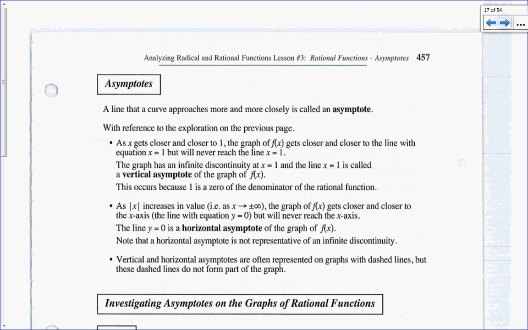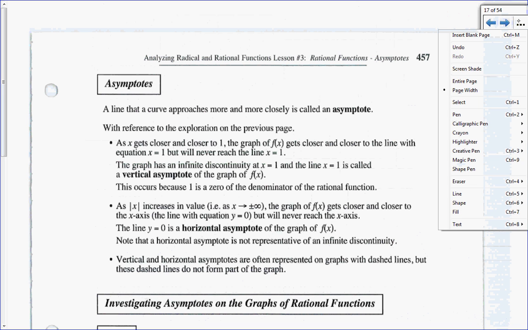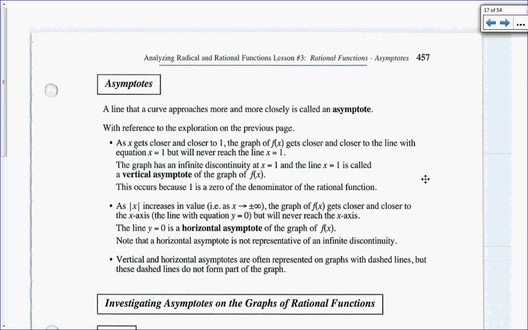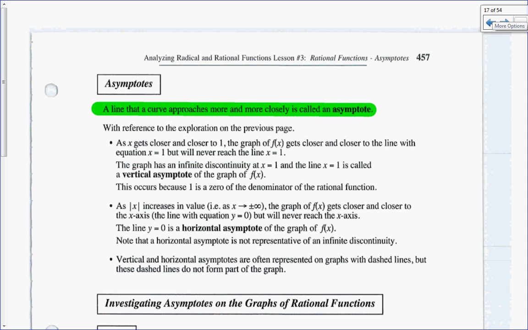We're going to flip over now to the next page, just to refresh our memory and highlight the very first sentence here that reviews for us what an asymptote is. A line that a curve approaches more and more closely is called an asymptote. The line never gets to it, or usually does not get to it, but it is approaching it closer and closer, and it goes on indefinitely.